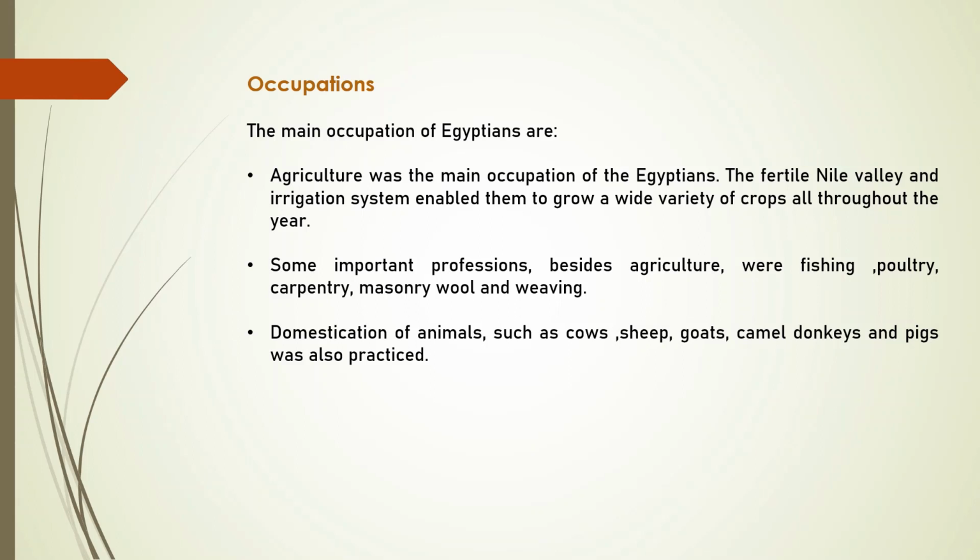Most of the people were engaged in agriculture. It was their main occupation. Some other professions were fishing, carpentry, masonry, etc. Domestication of animals was also done by some people during the Egyptian period.